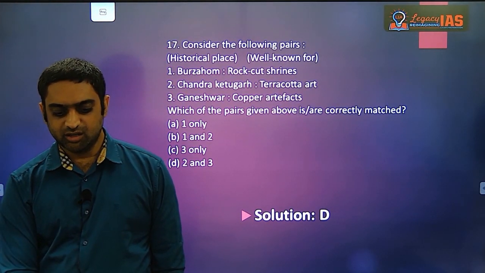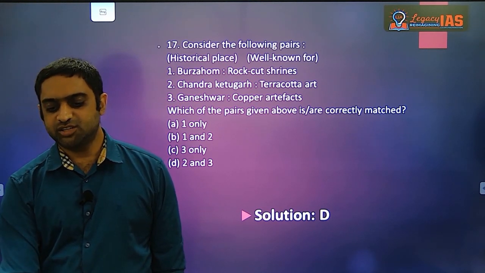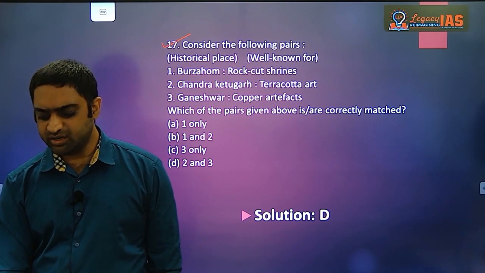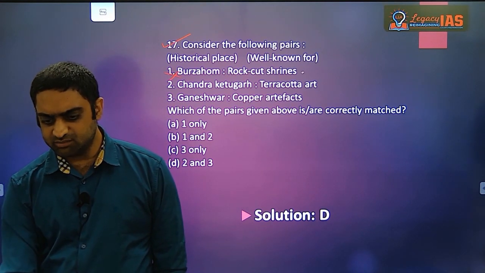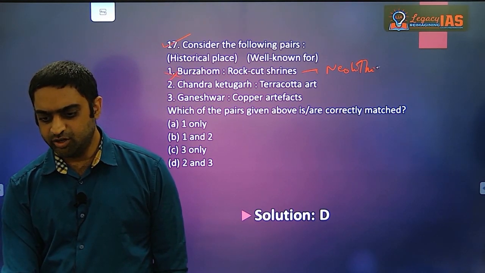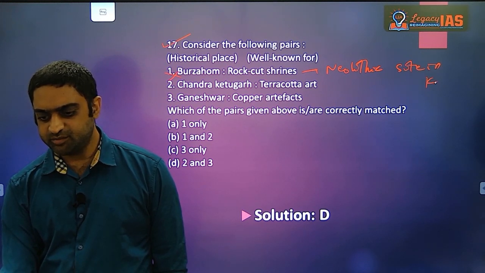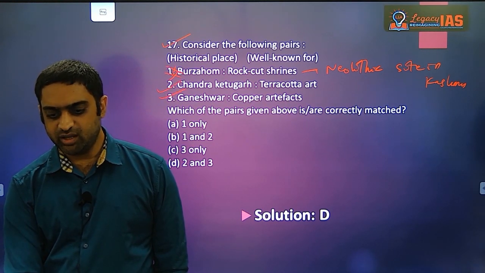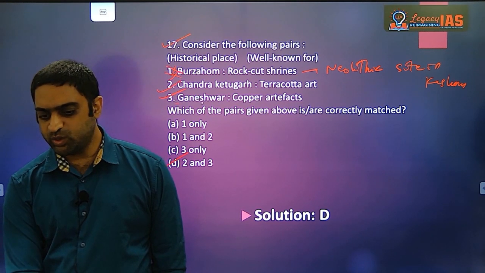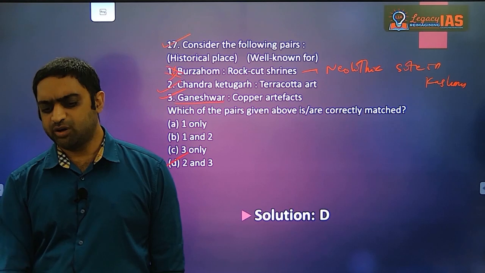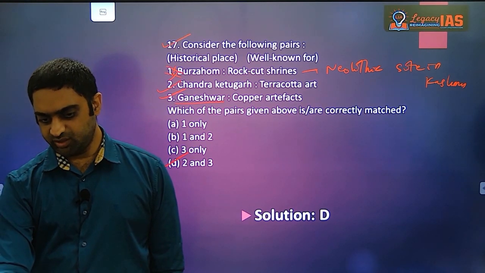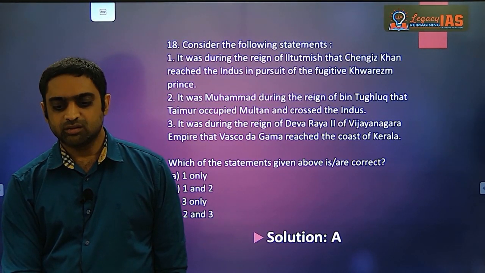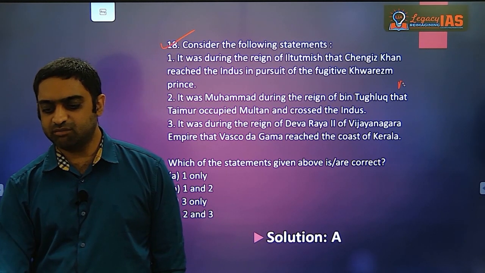Now again, the question has been taken from ancient history. Also in culture, you people would have come across it. Burzahom is a Neolithic site in Kashmir. So the first one is wrong, whereas 2 and 3 are very much correct. In Ganeshwar, you also have a lot of copper deposits. So the correct answer in this question is D. And coming to the 18th question, directly taken from medieval history.